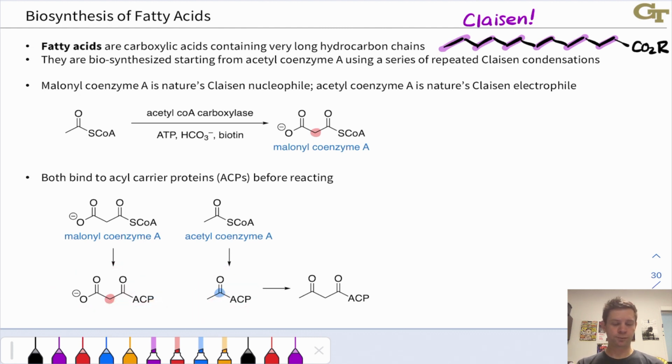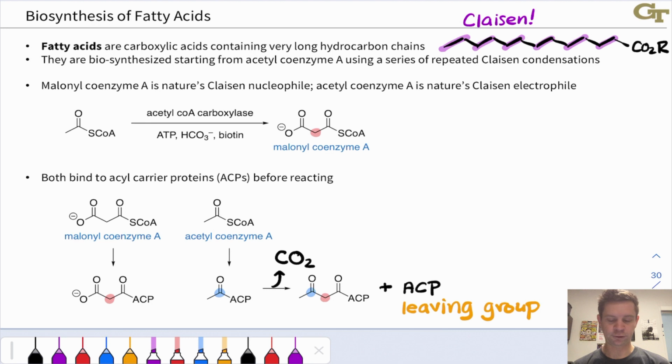And in the ensuing bond formation, this carbon will be the nucleophile via an enol or enolate, probably an enol under biochemical conditions. And this carbon, in acetyl coenzyme A, will be the electrophile. Something to notice here is that CO2 is given off. This carboxylate group is actually lost. And we end up with this beta keto ester looking structure, or 1,3-dicarbonyl structure more generally, and ACP here acts as a leaving group. The ACP on the acetyl side departed with a pair of electrons.